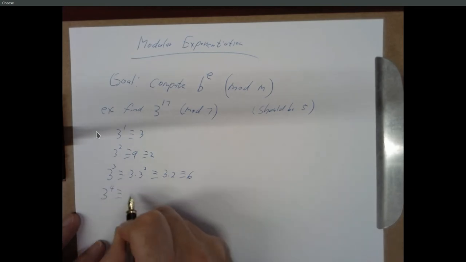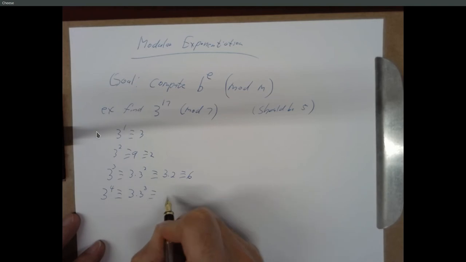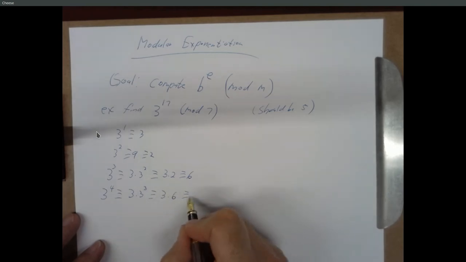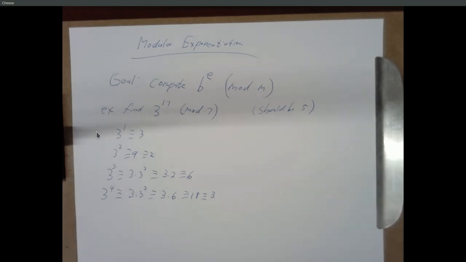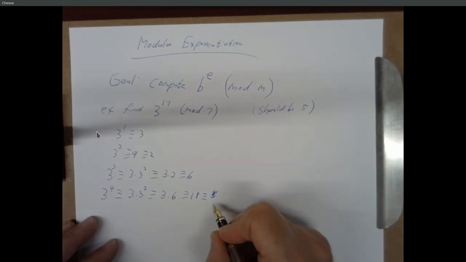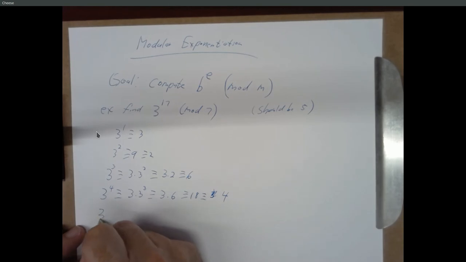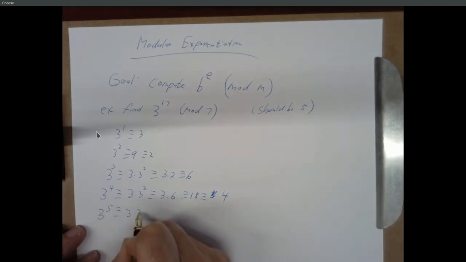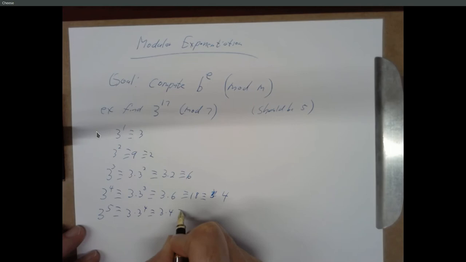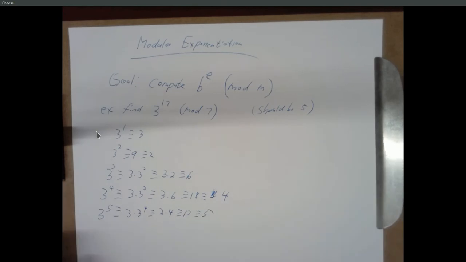3 to the 4th is congruent to 3 times 3 cubed, which is 3 times 6, which is 18, which is, sorry, we're modulo 7, so 4 more than 14, so that's 4. So 3 to the 5th is congruent to 5. We can keep doing this. It's going to take a while, but we'll get there in 17 steps.